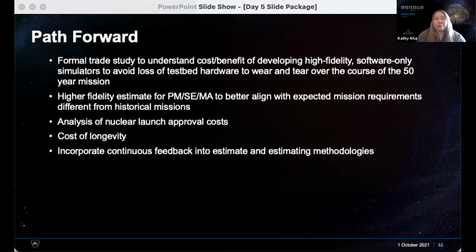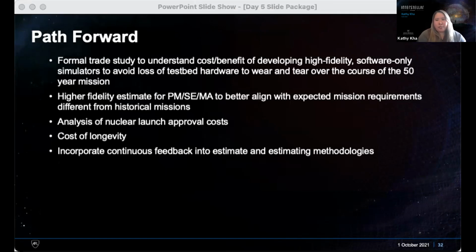So we want to do a formal trade study to see if the cost benefit of developing that software-only simulator is worth it. We also want to get to a point where we can do a higher fidelity estimate for PMS-CMA for Interstellar Probe, so that it better aligns with the expected mission requirements.